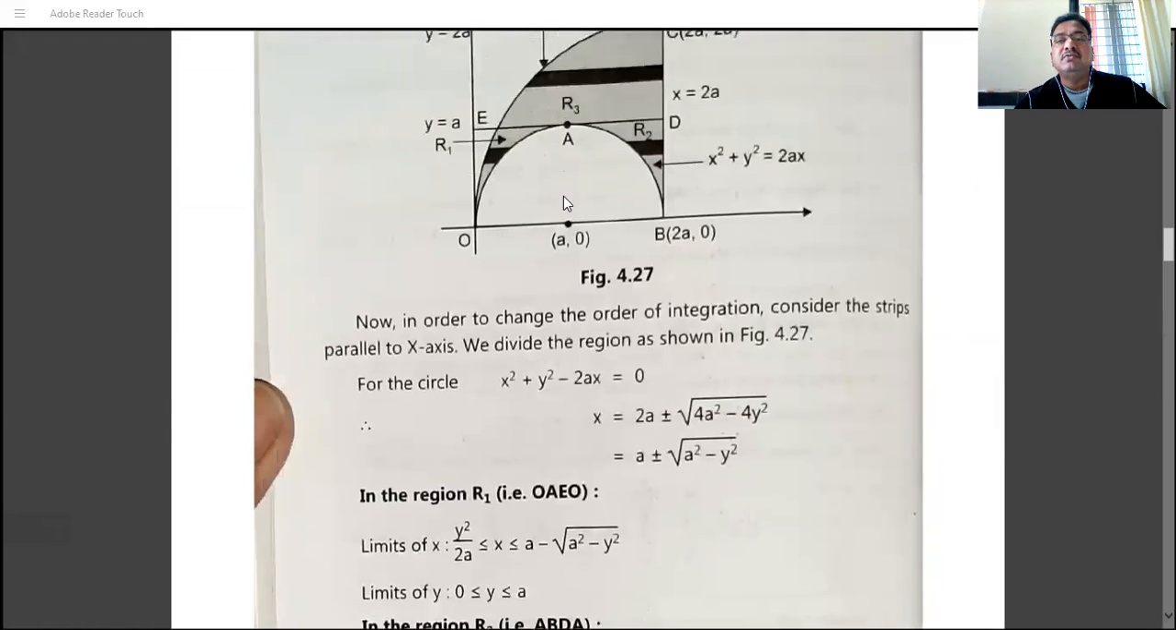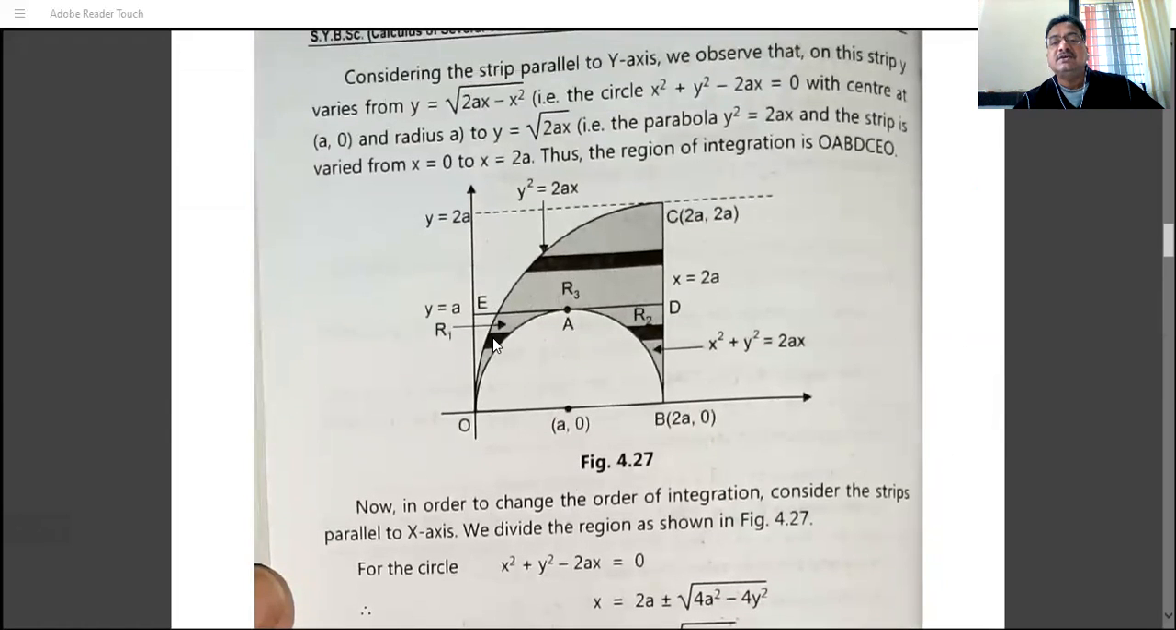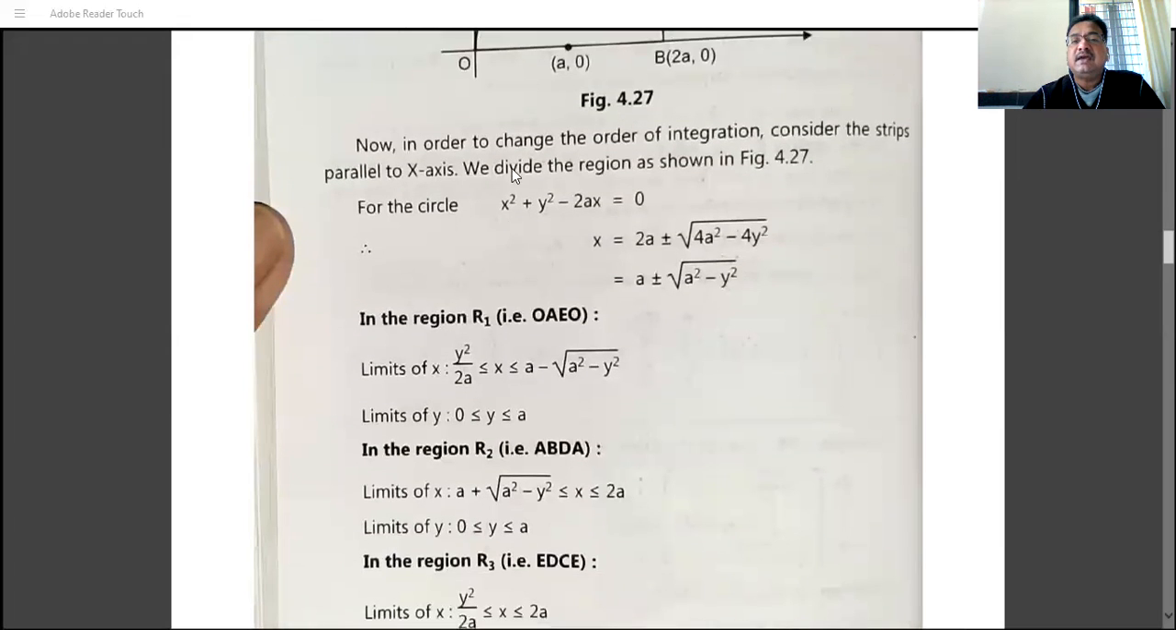And then, to find the upper limit in region R1, the strip parallel to the x-axis has its other end touching the circle x square plus y square is equal to 2ax. So find the value of x. It is x square minus 2ax plus y square is equal to 0. This is a quadratic equation in x, and then x is minus b plus or minus root b square minus 4ac, divided by 2a.